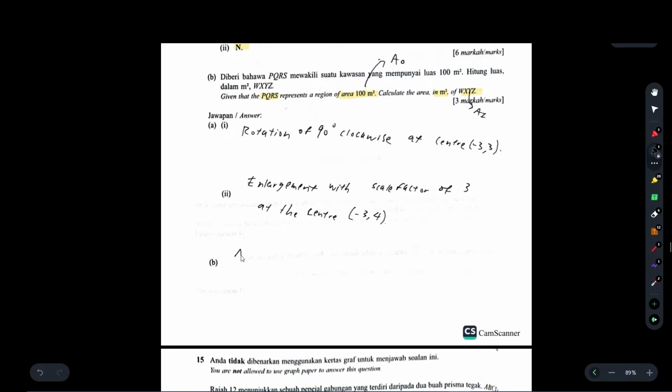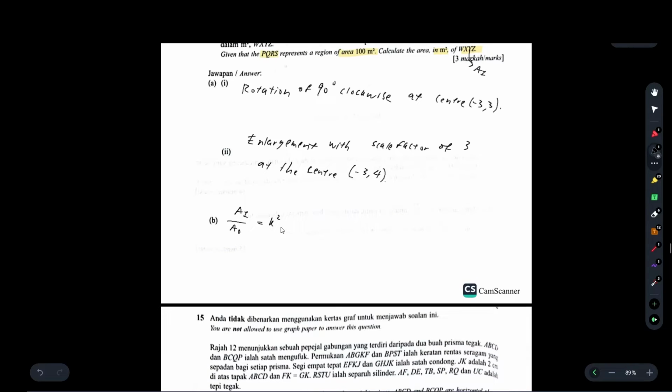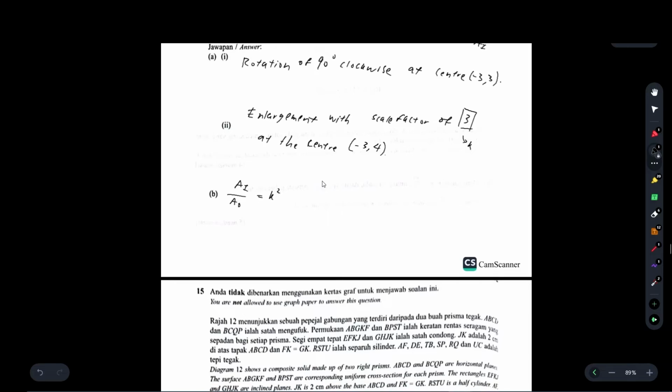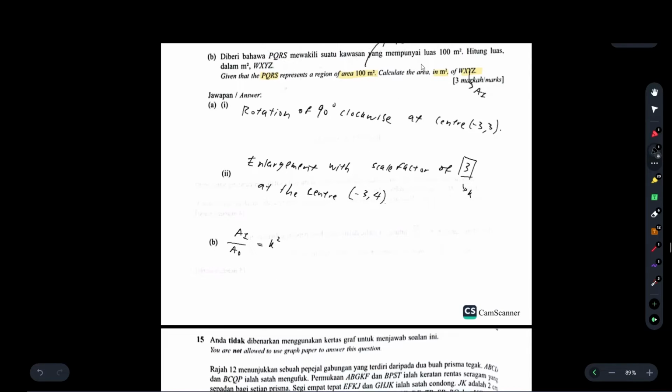So when the area of the image is divided by the area of the object, we will have k squared, because this is an area, so it's going to be k squared. What is the meaning of k? k represents the scale factor, which is 3 right here. This is the k. So we have the AO and the k.